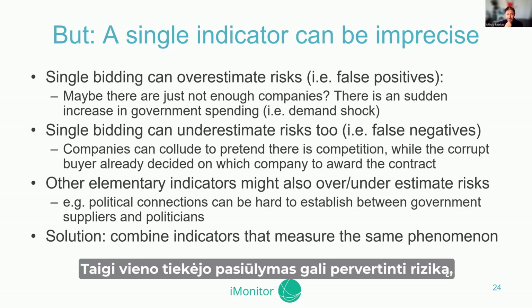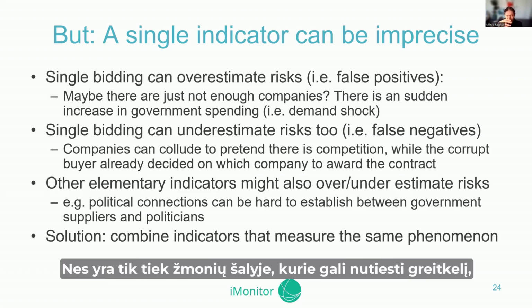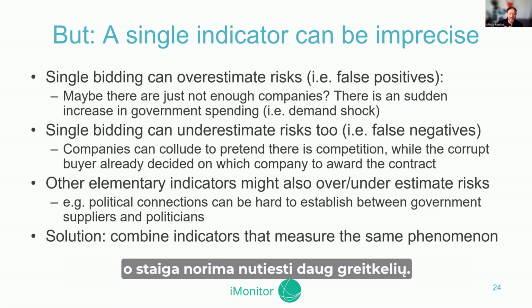So single bidding can overestimate risks, so we signal a false positive when there were just not enough companies. The demand was really specific. Or there was a sudden increase in government spending, so suddenly a lot of supply was demanded and the market just couldn't absorb it, right? Because this is the number of people who can build a highway in this country, and suddenly you want to build a lot of highways.